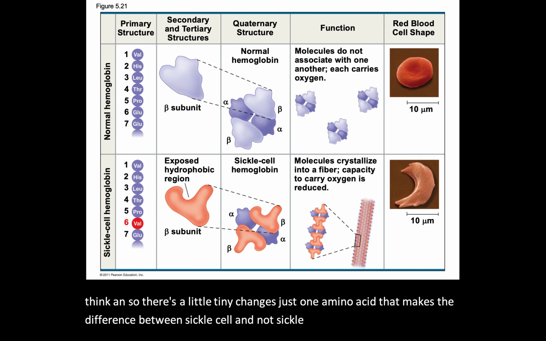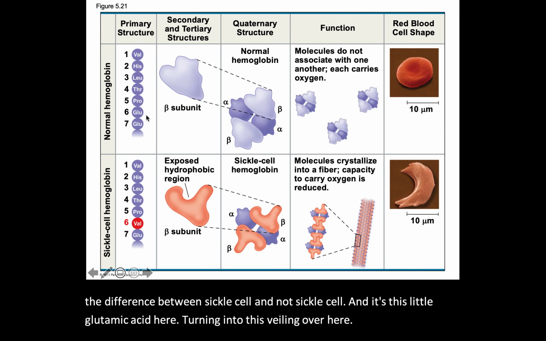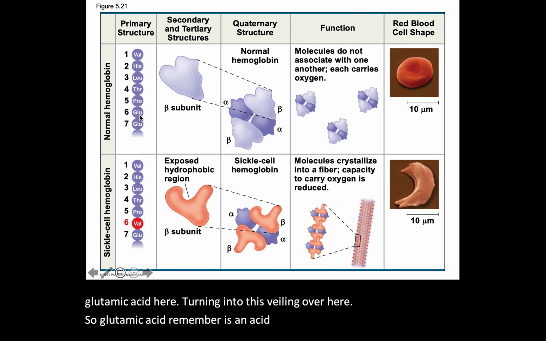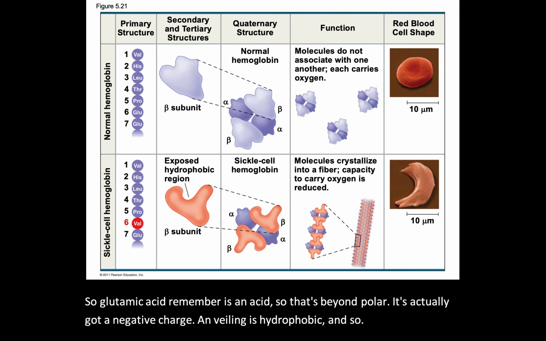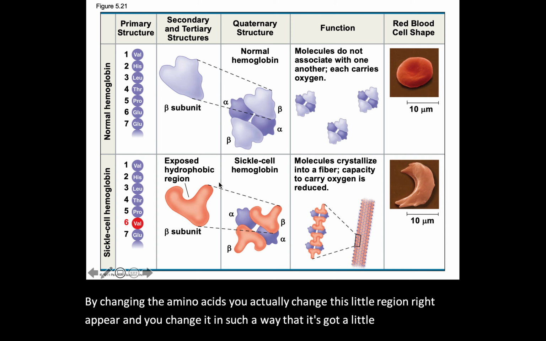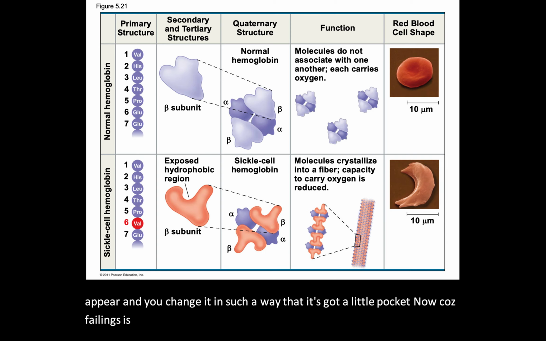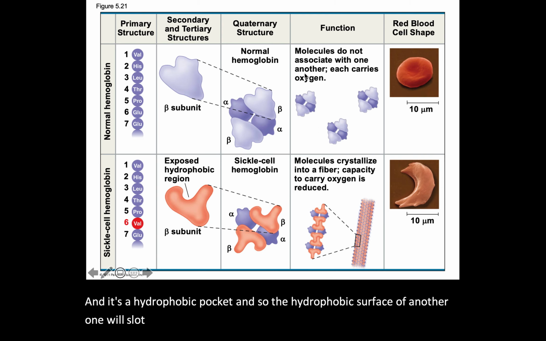And it's this little glutamic acid here turning into this valine over here. So glutamic acid, remember, is an acid. So that's beyond polar. It's actually got a negative charge. And valine is hydrophobic. And so by changing the amino acid, you actually change this little region right up here. And you change it in such a way that it's got a little pocket now, because valine's a smaller amino acid than glutamic acid. And it's a hydrophobic pocket. And so the hydrophobic surface of another one will slot together, and you'll end up like this.